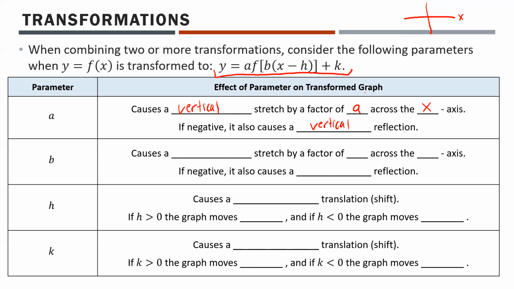Now b, this is the worst one in my opinion. b is an absolute nightmare, but b causes a horizontal stretch. We know it's horizontal because it's on the inside of the function. And this is where the absolute nightmare comes in. It does so by a factor of 1 over b. In other words, it does it by a reciprocal of b. Now, horizontal stuff, this happens across the y-axis. And if your b value is negative, this also causes a horizontal reflection. So very much like the other one, the biggest difference, of course, is how the factor plays a role here, right? So it's not multiplying your x values by b, it's actually multiplying them by 1 over b.